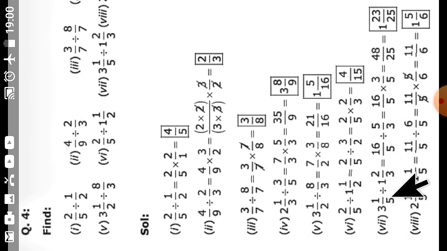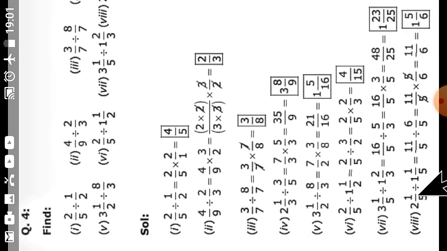3 integer 1 upon 5 divided by 1 integer 2 upon 3 equals, this you have to convert into fraction. 5 threes are 15 plus 1, 16 upon 5. And here, 3 ones are 3, plus 2 is 5 upon 3. So 16 upon 5 divided by 5 upon 3 equals 16 upon 5 into 3 upon 5 equals 16 threes are 48 and 5 fives are 25. Now divide 48 by 25, you will get 1 integer 23 upon 25.